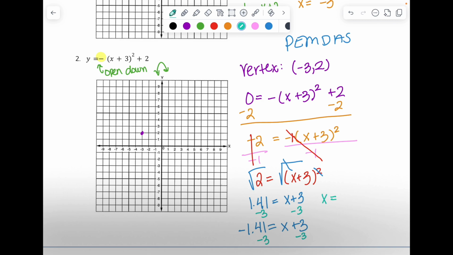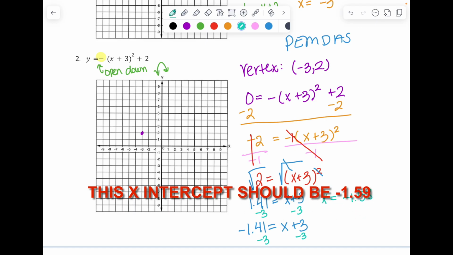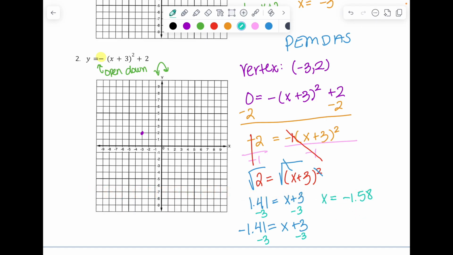So x equals -1.58. And x will equal here -4.41. And those are going to be our x-intercepts. So we have one right here at like -1.5-ish, another one at -4.4. Connect our dots, and this is our parabola that opens down.